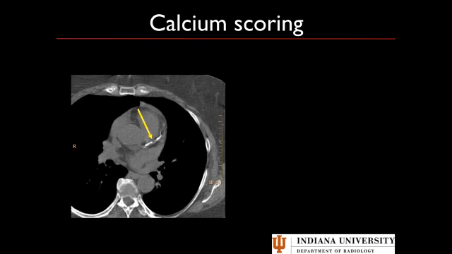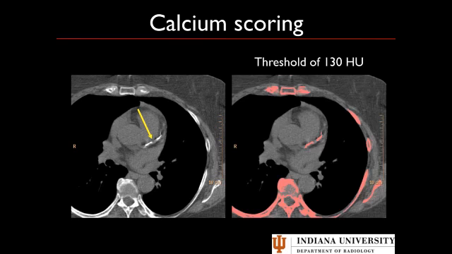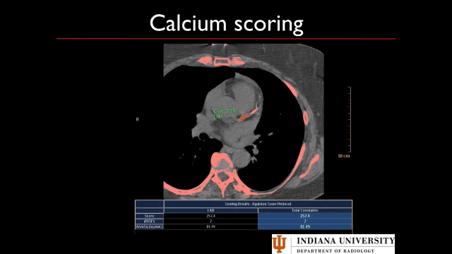Here you can see an axial image with calcification in the LAD. We turn on the highlighting and you can see it'll highlight anything with a Hounsfield unit greater than 130. So it's highlighted the calcium within the vessel. And then we'll go through the process of scoring it. So basically you click on it, the computer will highlight the area and it'll calculate the area.